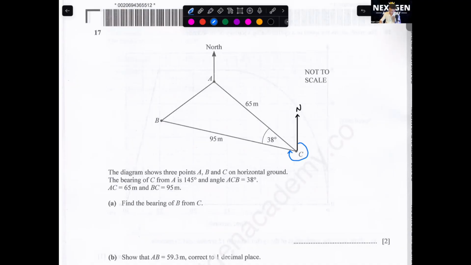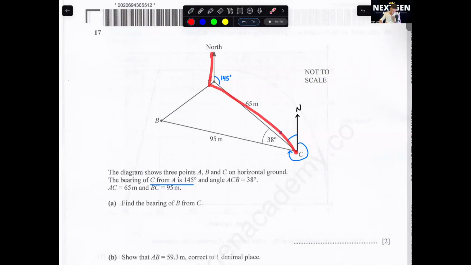How do we find this? Okay, they gave us one more thing also. They say bearing of C from A is 145 degrees. So from A to C is 145 degrees. Okay, first thing that we're going to find is, let's find this value here. Okay, let's call this X.